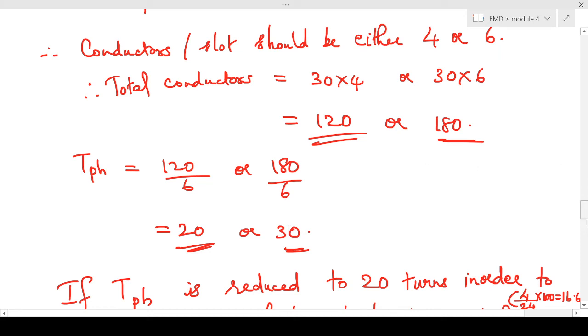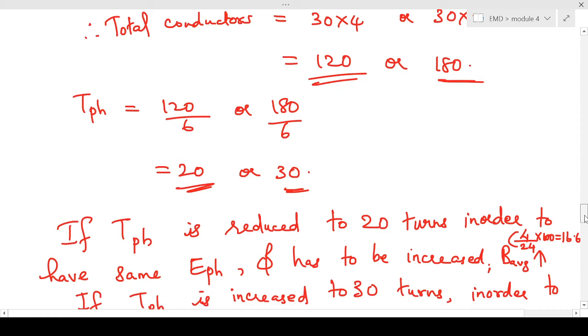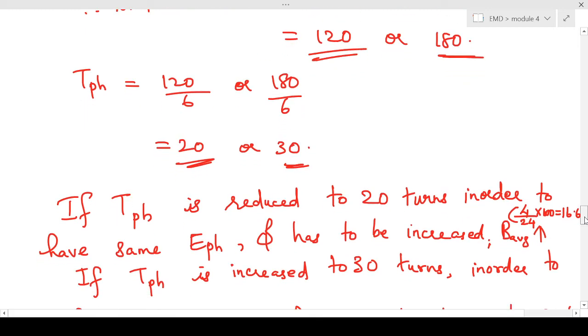Initially we obtained the value of turns per phase as 24, and now we have obtained turns per phase as 20 and 30. If the turns per phase is reduced from 24 to 20, in order to have the same E phase, which is equal to 4.44 Fi Kw into Tph, the flux should be increased proportionately. That means there should be an increase of approximately 16.6%. So B average also has to be increased.